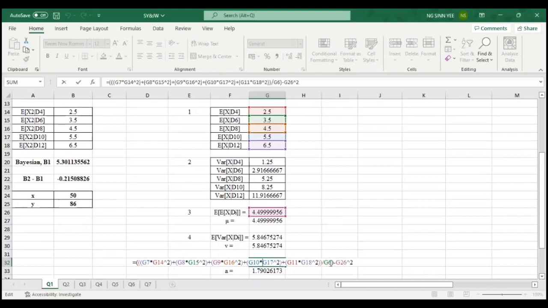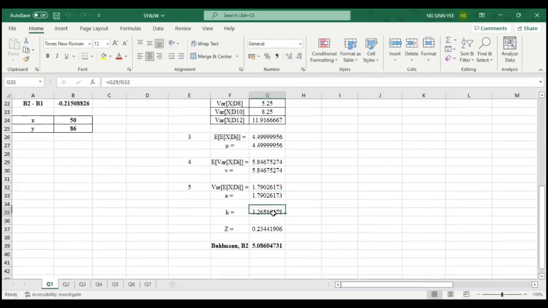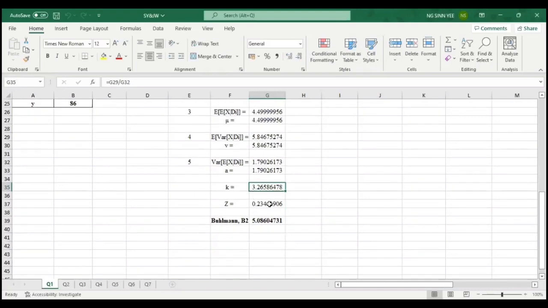And after that, we just need to deduct this whole value with the mu, which we have found up here. So we're getting the value of a. And for the value of k, we just need to divide the b with the a. So we'll be getting this value.